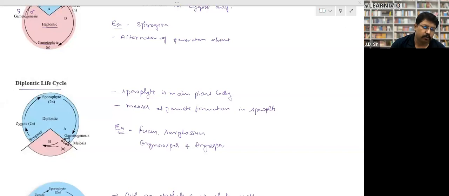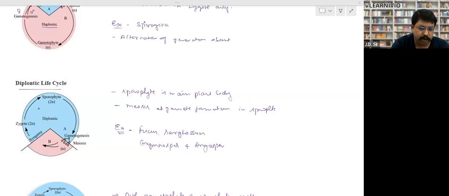Formation of the main spore, gametogenesis will take place. Both will fuse, and then syngamy will take place, meaning both male and female nucleus will fuse. Syngamy is the fusion of male and female nucleus. Zygote formation will take place. Zygote will germinate. So the majority of the life cycle of the plant is represented by a diploid plant only, right? So that kind of life cycle is called the diplontic life cycle.